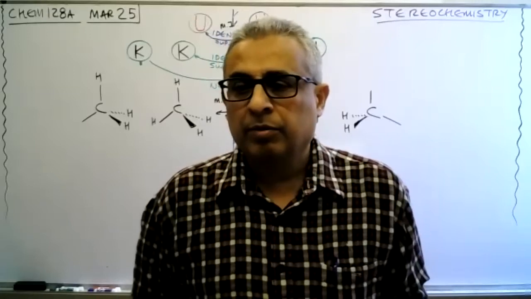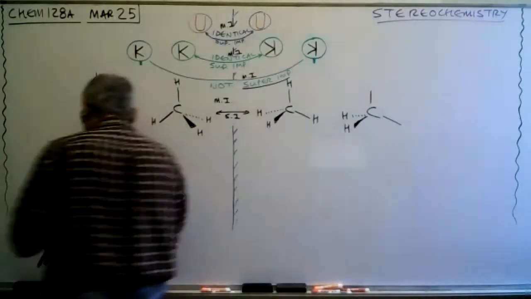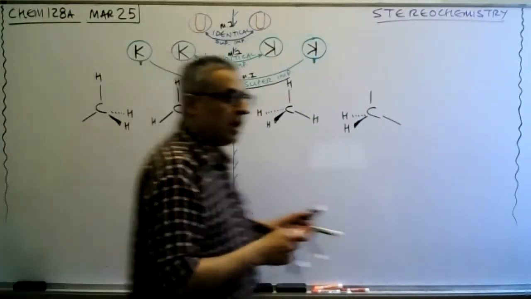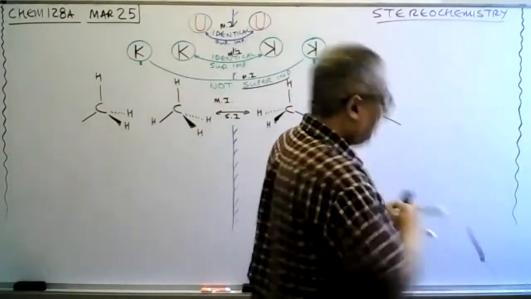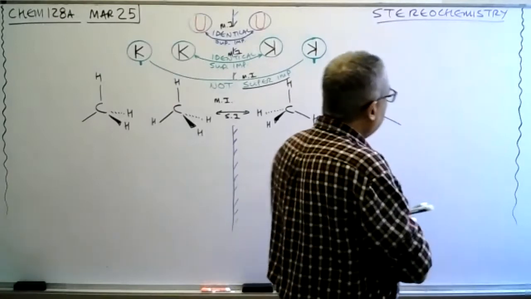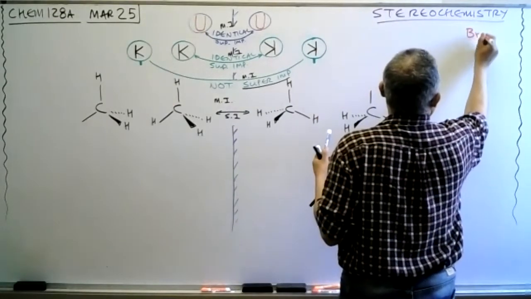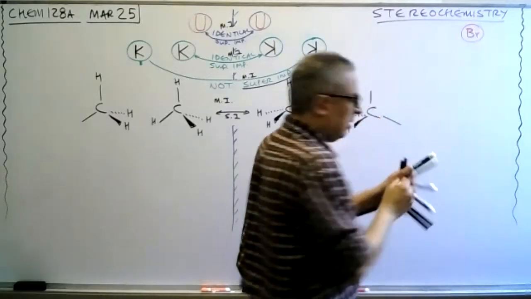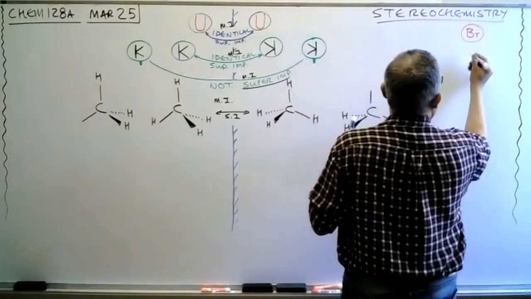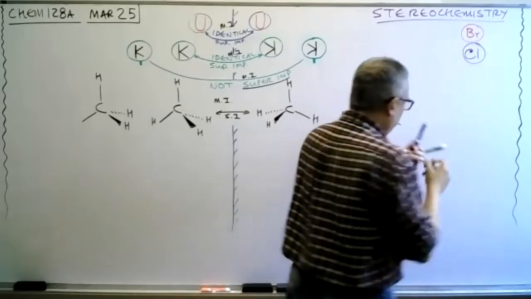We're going to use different colors. For bromine, I want it to be red because bromine is red. So bromine will be red. Chlorine will be purple. And fluorine will be green.